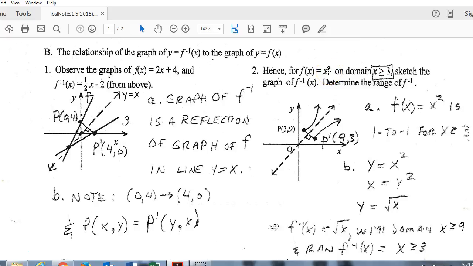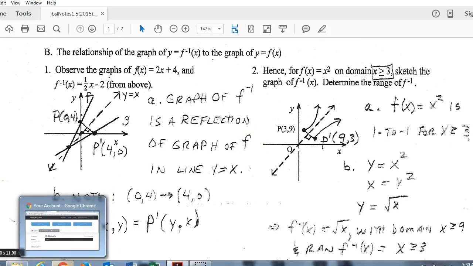If I have y equals x squared, that would be a parabola, and that would fail the horizontal line test, which is why it technically doesn't have a proper inverse function unless you restrict the domain like this one does here. So let me give you a quick explanation of how that works.